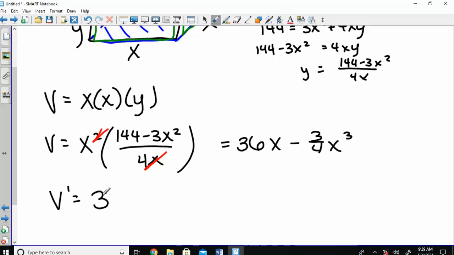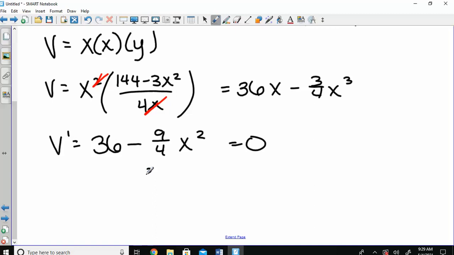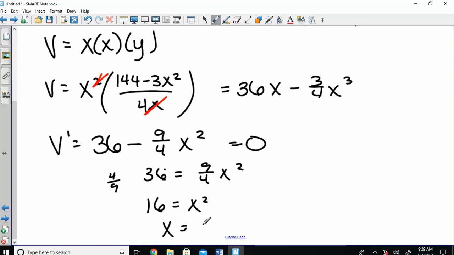So our derivative, to find maximum or minimum, you do derivative equal to 0. So times 4 over 9, 36 divided by 9 is 4, times 4 would be a 16. Square root, plus or minus, but can we have a negative here? No, so it's 4.